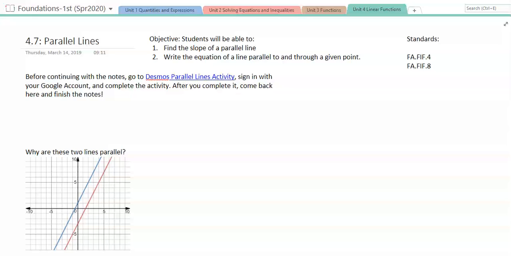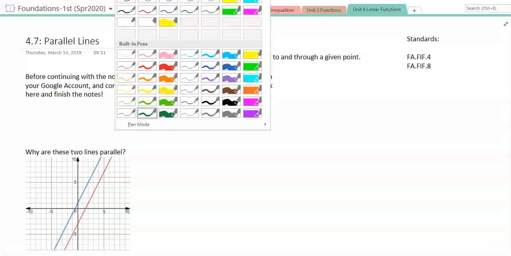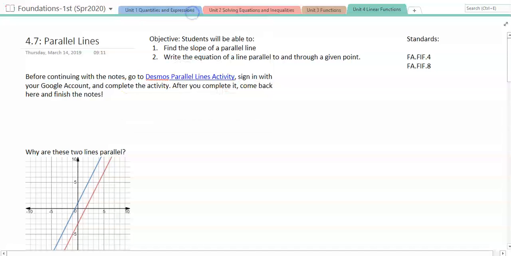Hey there, as we look at 4.7 today on parallel lines, we are going to look at a couple of things with this lesson. The first is the two objectives for it, so that you'll be able to do the following. Be able to find the slope of parallel lines, and you'll be able to write the equation of a line parallel to and through a given point.